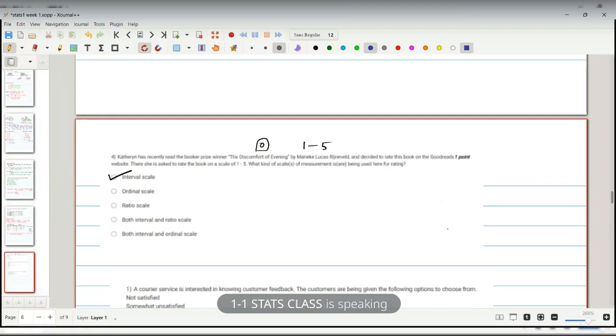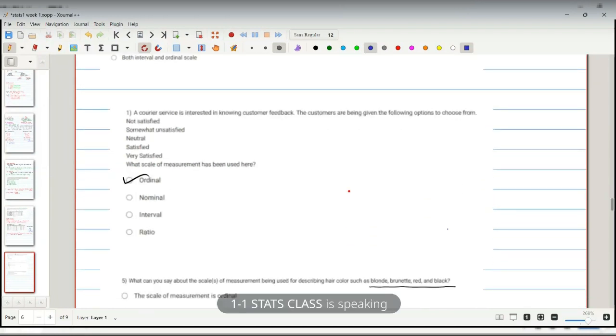So Catherine has recently read the Booker Prize winner, The Discomfort of Evening by Marieke Lucas, and decided to rate this book on the Goodreads website. There she is asked to rate the book on a scale of 1 to 5. What kind of scale is it? Interval, right? Yes. We cannot perform multiplication or division on the ratings, right? Yes.